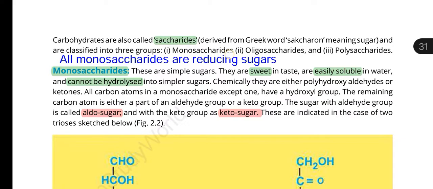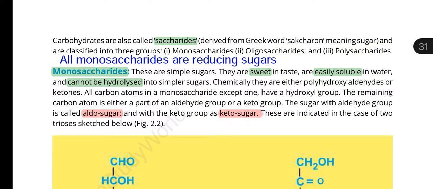There are monosaccharides, oligosaccharides, and polysaccharides. Today we will discuss the first two, monosaccharides and oligosaccharides. In monosaccharides, mono means one, saccharide means carbohydrate, so one carbohydrate: there will be only one subunit. The main features you have to remember are three: they are sweet in taste, easily soluble in water, and cannot be hydrolyzed into simple sugars.